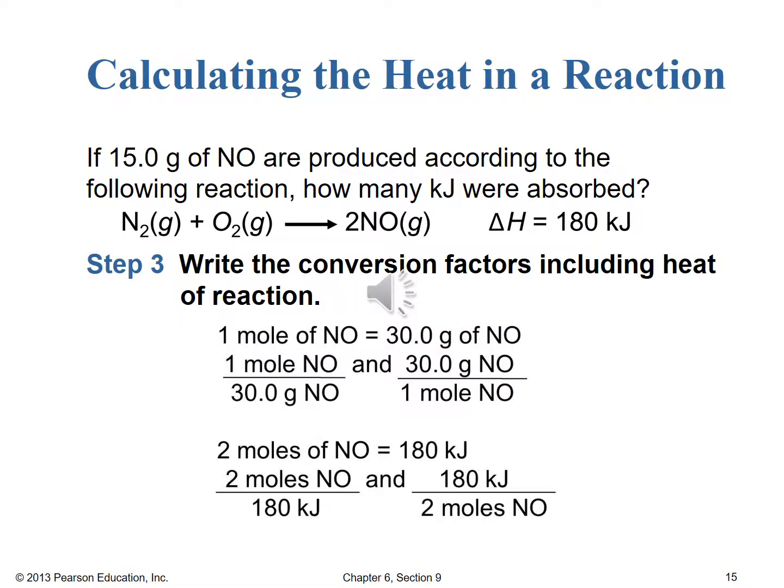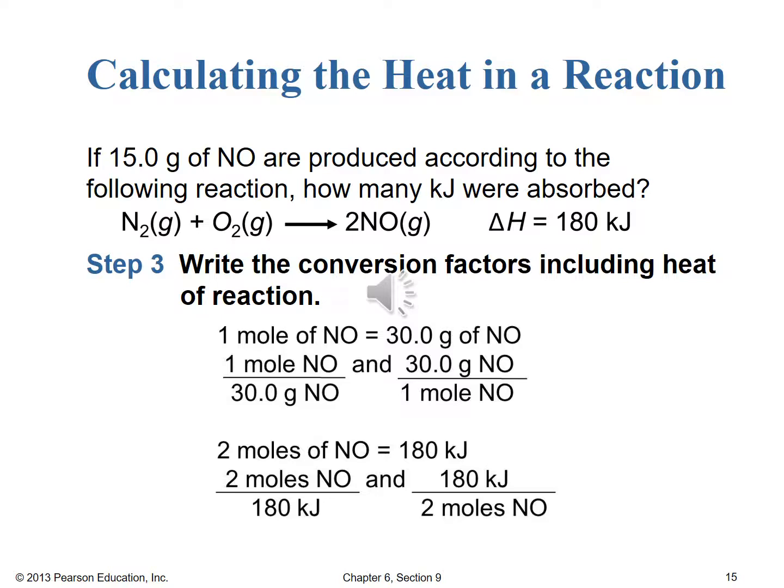Okay, here we are in step 3. We're ready for those conversion factors, including that heat of reaction. And so we know from the periodic table, 1 mole of nitrogen has a mass of 14.0 grams. 1 mole of oxygen has a mass of 16.0 grams.